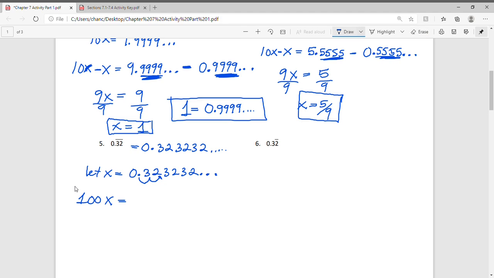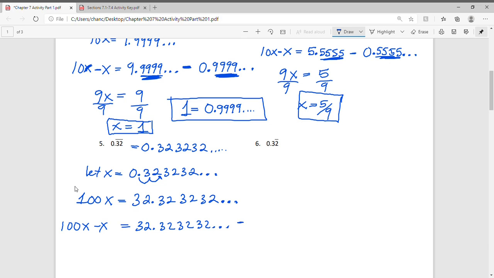100x equals 32.323232, and of course these 32's are going to continue to repeat. Next is to get rid of all these repeating 32's, so we'll subtract x on both sides. 100x minus x is equal to 32.32 repeating.